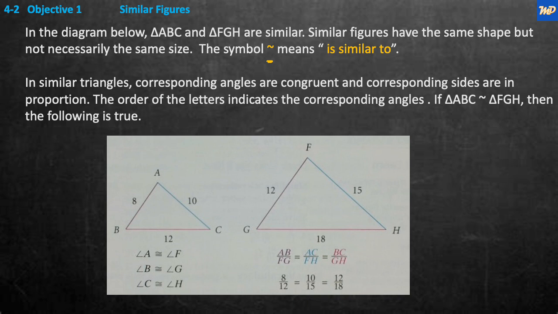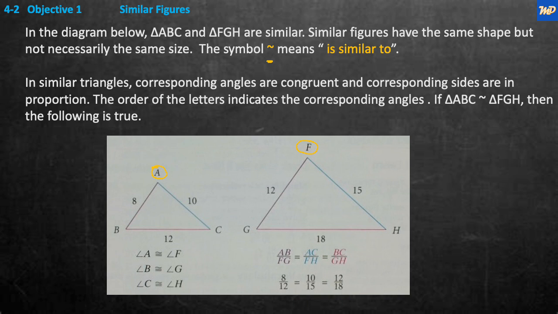In similar triangles, corresponding angles are congruent. Here's an A and F. Those are corresponding angles, because they're in relative shape and position in the triangles. The sides are proportional. The order of the letters indicates the corresponding angles. If ABC is similar to FGH, then the following is true. So let's look at these.